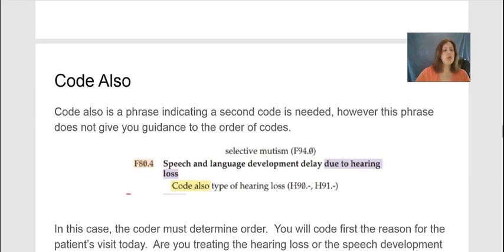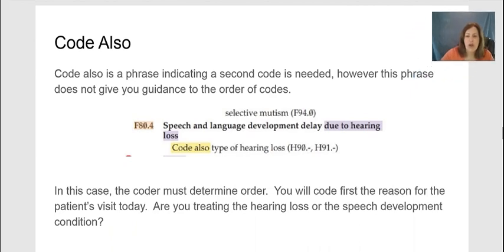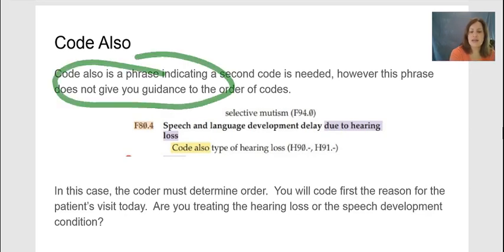Okay. You will also see the phrase code also. Code also is also telling you you need a second code. However, there is no guidance to the order. They are not telling you which one's first and which one's second. So how are you supposed to know? So here's this speech loss development due to a hearing loss. Patient has hearing issues, and because of that, they now have speech and language development delays.